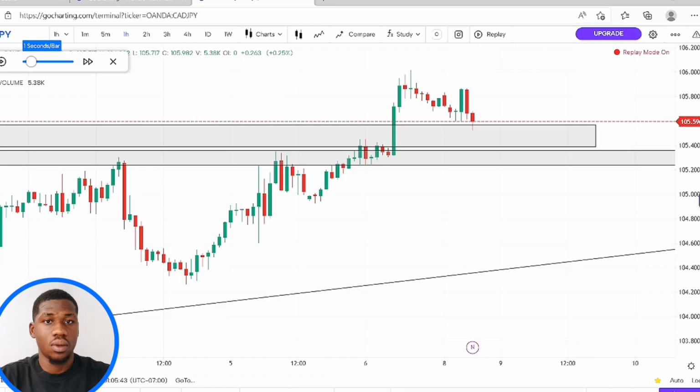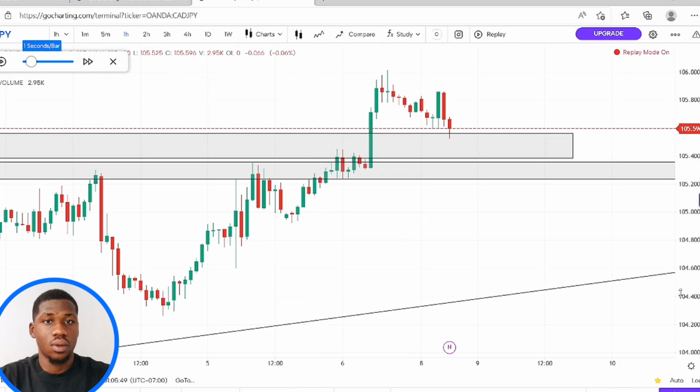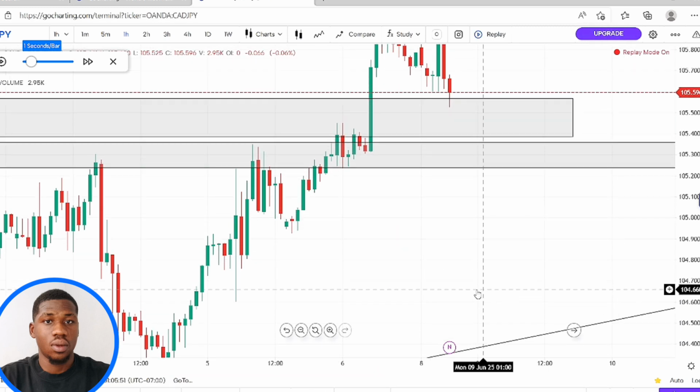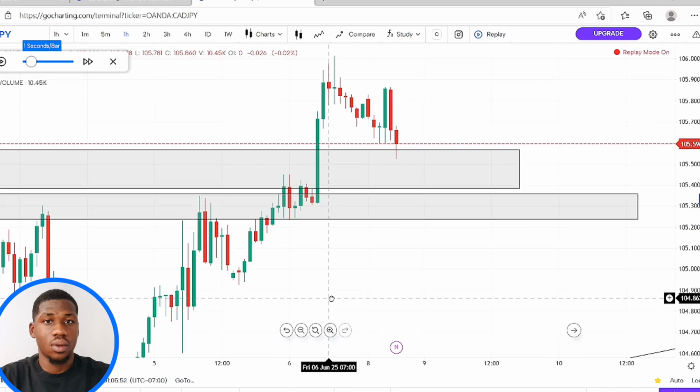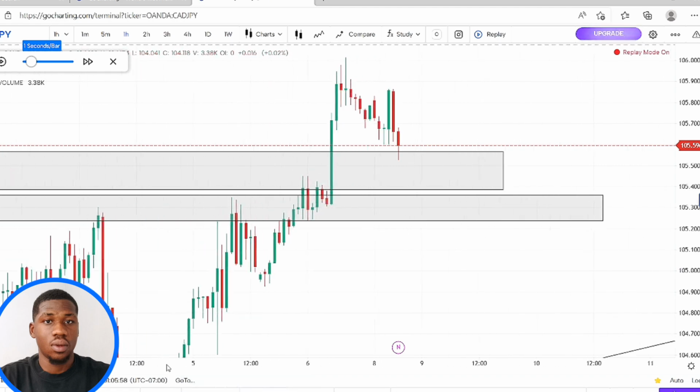Okay, so guys, we are in the H1 time frame. Now let's zoom out clearly so you guys will understand the entry behind this particular trade. You can see it's the same market analysis, the same trade.